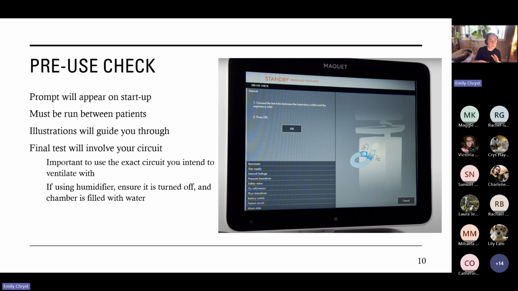And the final test is going to involve your circuit. Now, it's very important to remember that you have to use the exact circuit, not just the exact circuit type, but the exact circuit you intend to ventilate with. And if you're using a humidifier, you want to make sure that that humidifier is turned off and that the chamber is filled with water before you undergo this check.